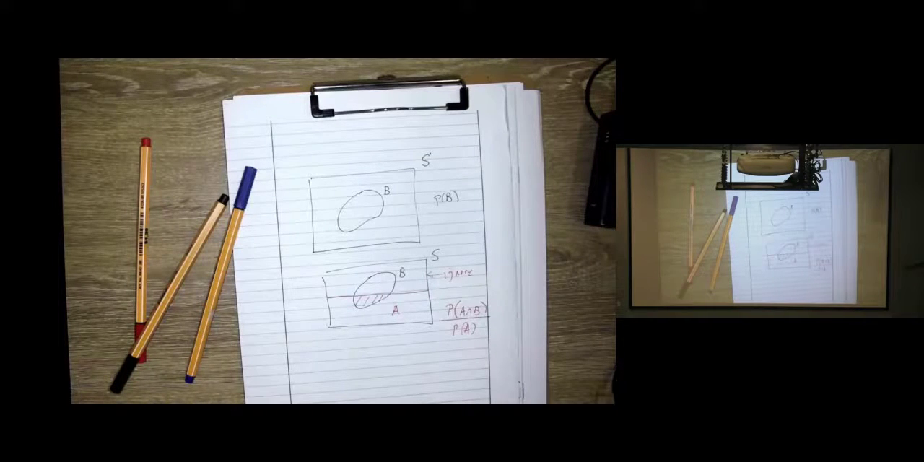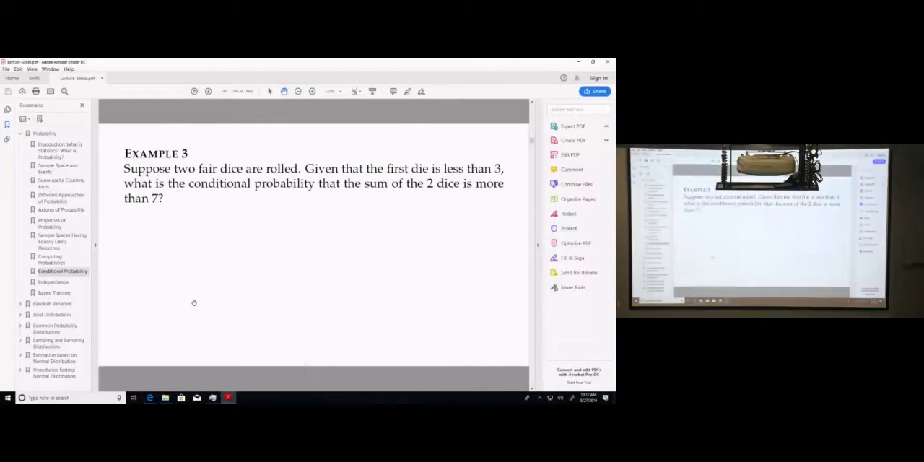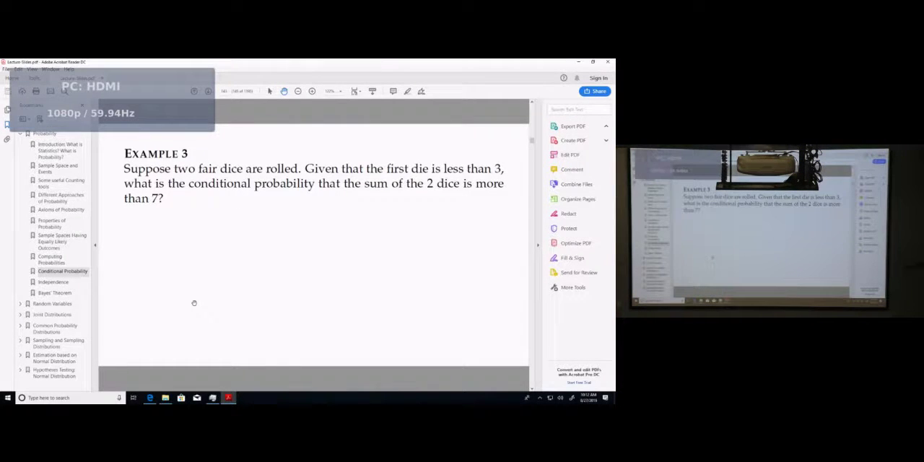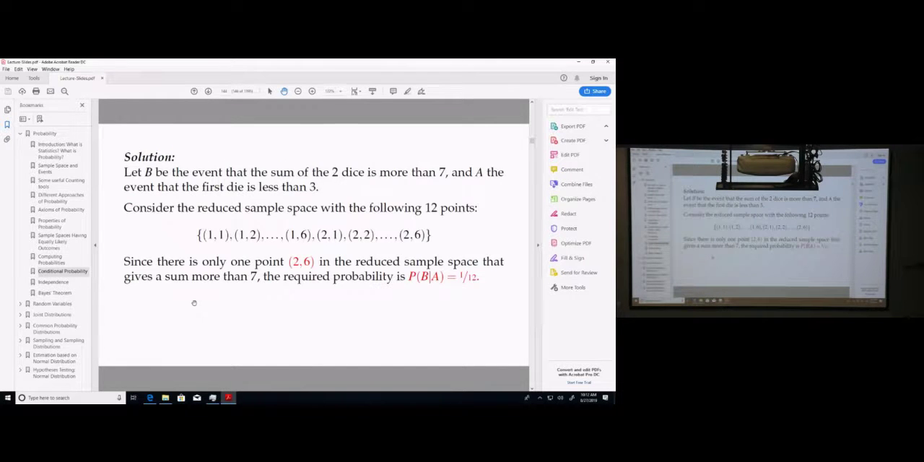All right, so we proceed with another example. Suppose two fair dice are rolled, and given that the first die is less than 3, what is the conditional probability that the sum of the two dice is more than 7? One way to solve it, slightly different from before, is to use the same table and draw down the outcomes that correspond to your description here.